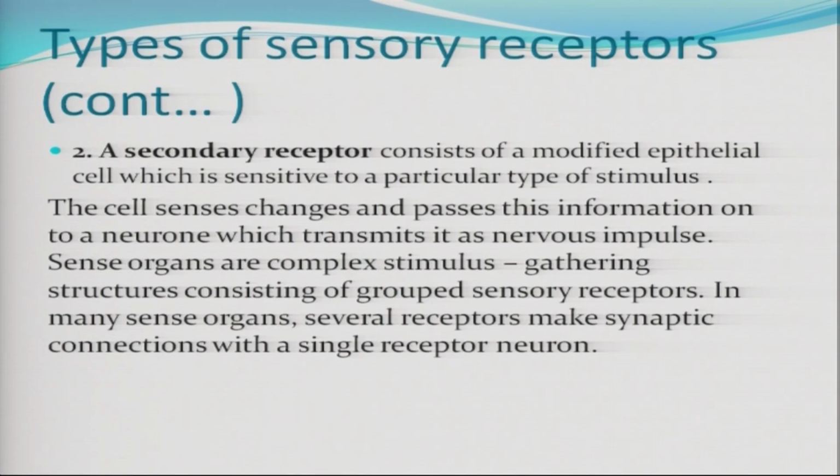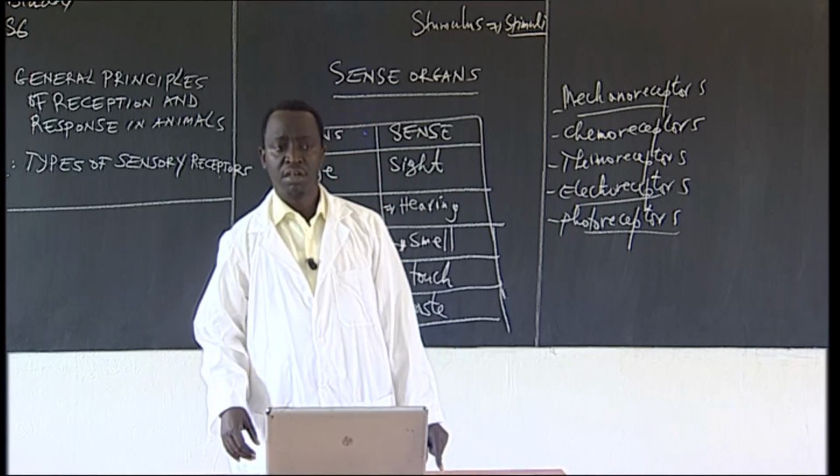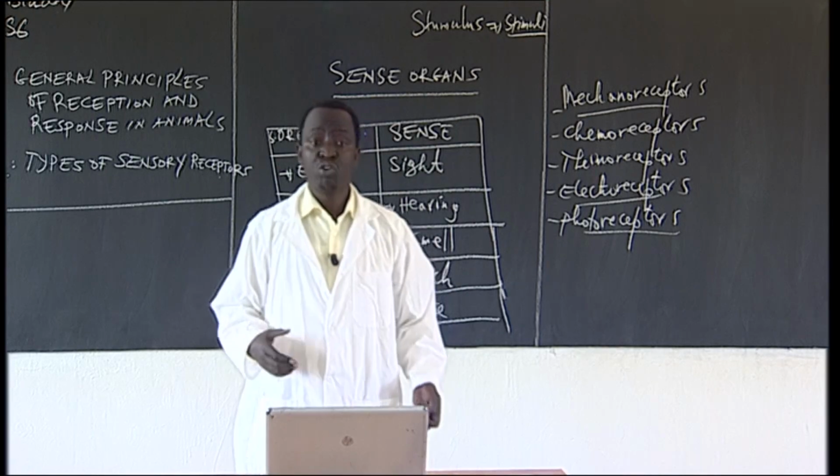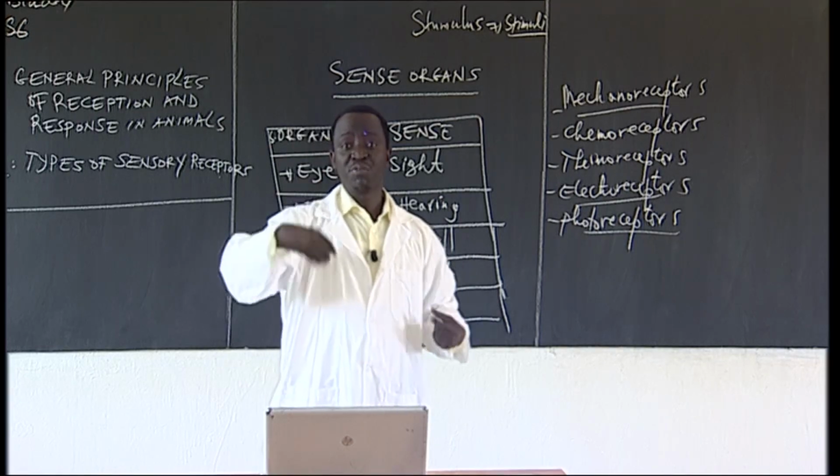The cells here sense the changes and pass this information on to the neuron. And then this neuron is going to transmit what? Transmit that message as what? As nerve impulses. Actually, let's take an example of this secondary receptor or complex receptors. Those are sense organs. They have a group of receptors. Let's take, for example, the skin.